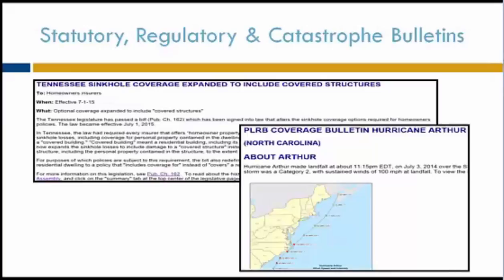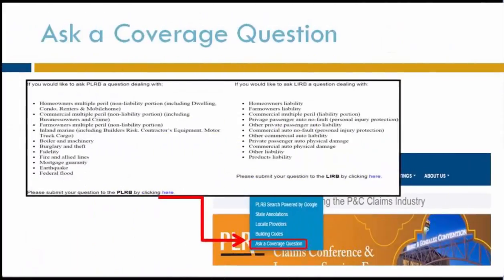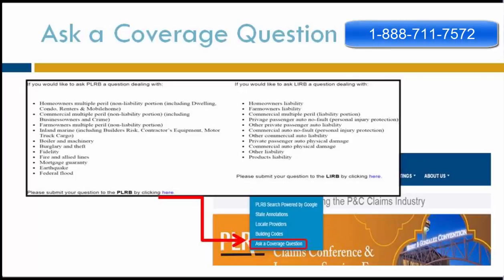One of our most popular services for member insurance companies is our Ask a Coverage Question feature. PLRB insurer members may submit coverage questions to PLRB's coverage attorneys. You may ask a question by calling us directly at 888-711-7572 or by submitting a question through our homepage by clicking on the Ask a Coverage Question button.